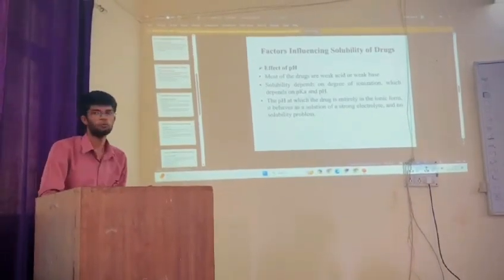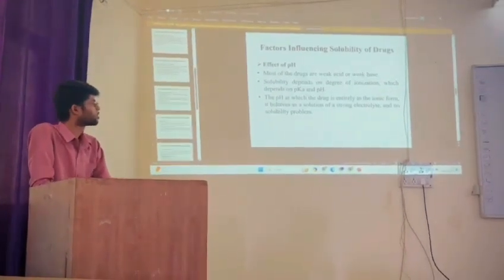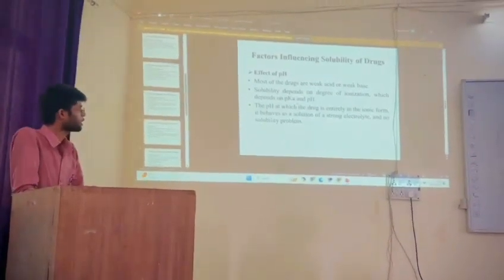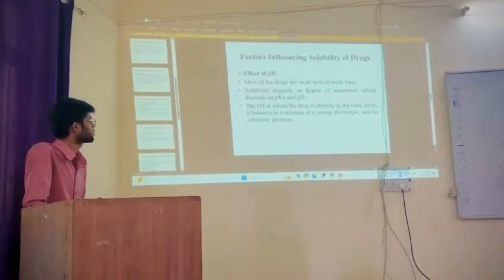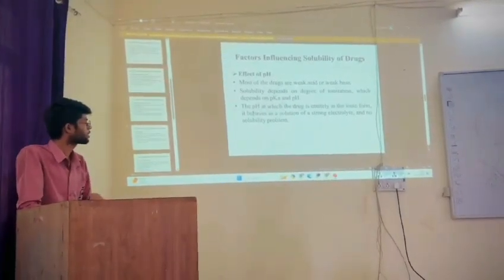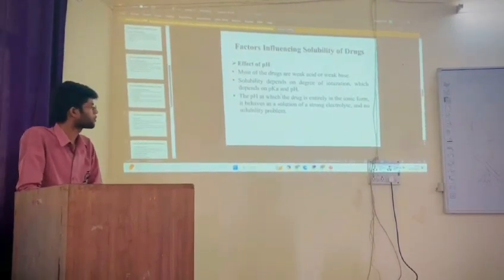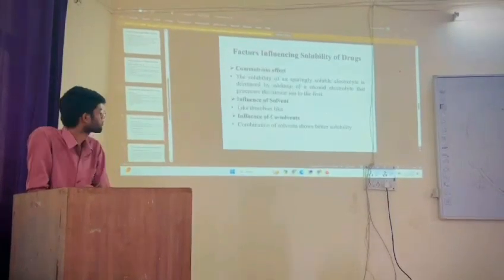Next is the effect of pH. Most drugs are weak acids or weak bases. The solubility depends on the degree of dissociation, the degree of ionization, which depends on the pKa and pH. At the pH at which the drug is entirely in the ionic form, it behaves as a solution of a strong electrolyte, and there is no solubility problem.